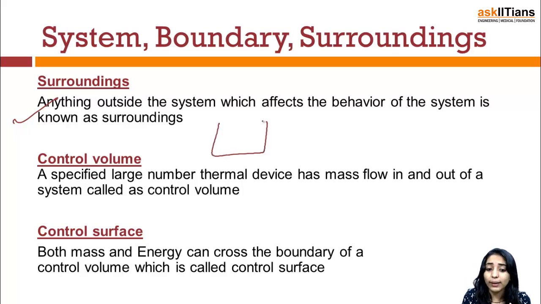That means if I am taking any thermal device which has been specified, which can have a mass flow in or out of a system, it is called a control volume. So the volume over which you are working, which is taken into thermodynamic consideration, is the control volume. Simultaneously, on similar lines I can also define the control surface. In the case of a control surface, both mass and energy can cross the boundary of a control volume, which is called the control surface.